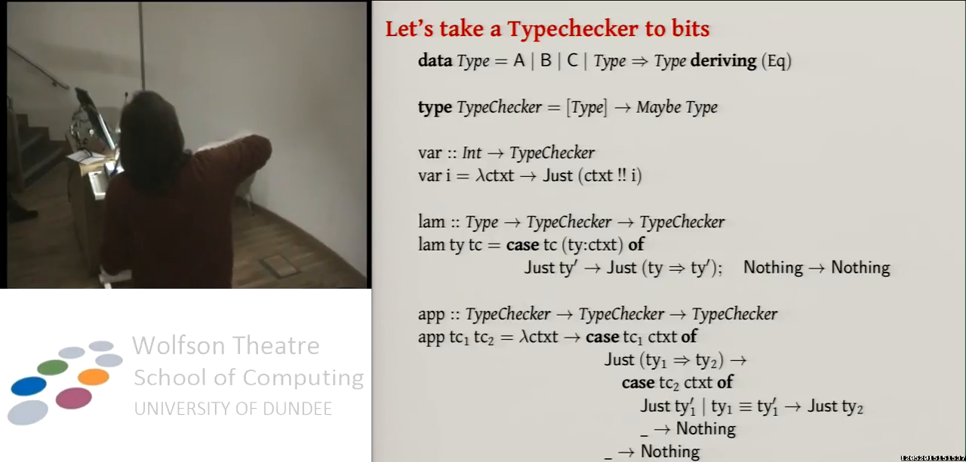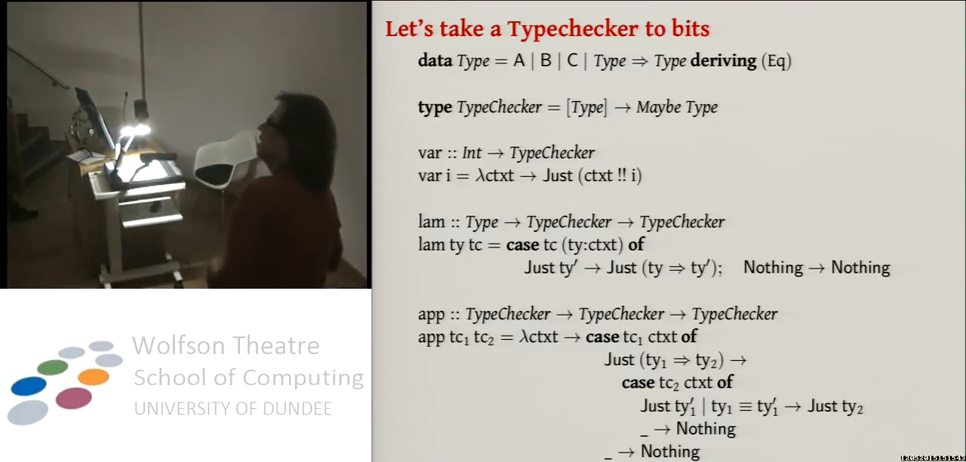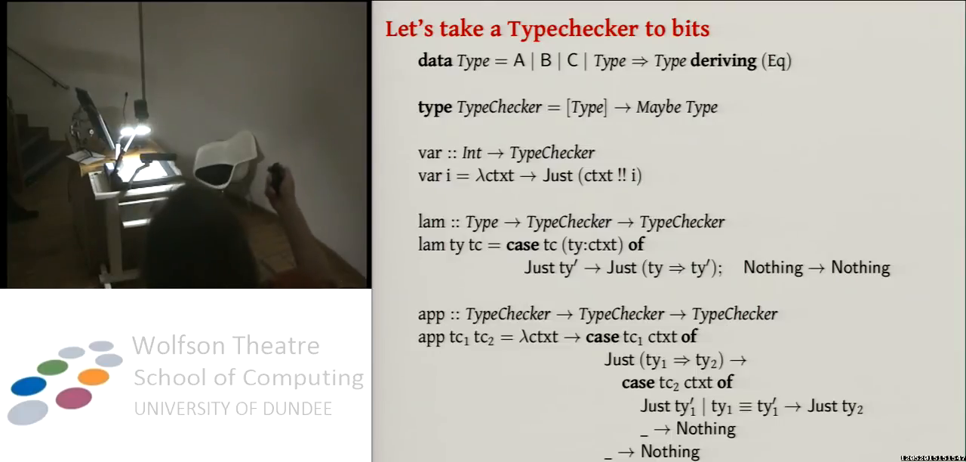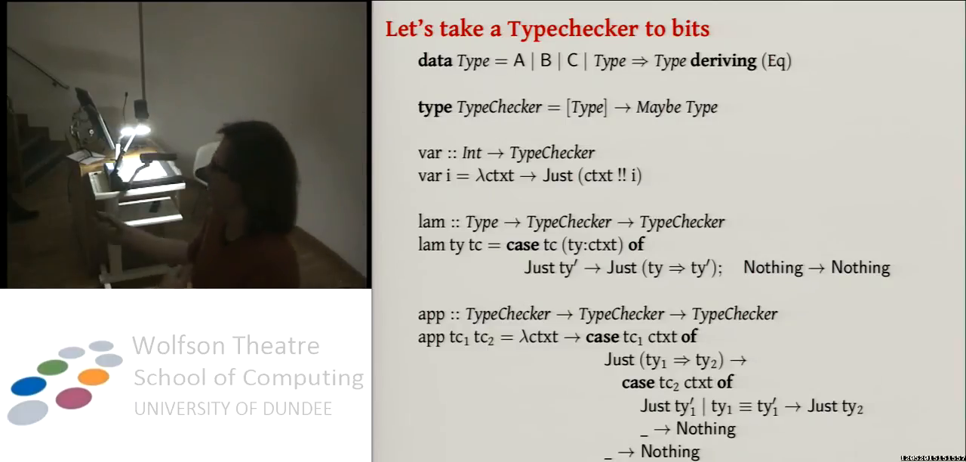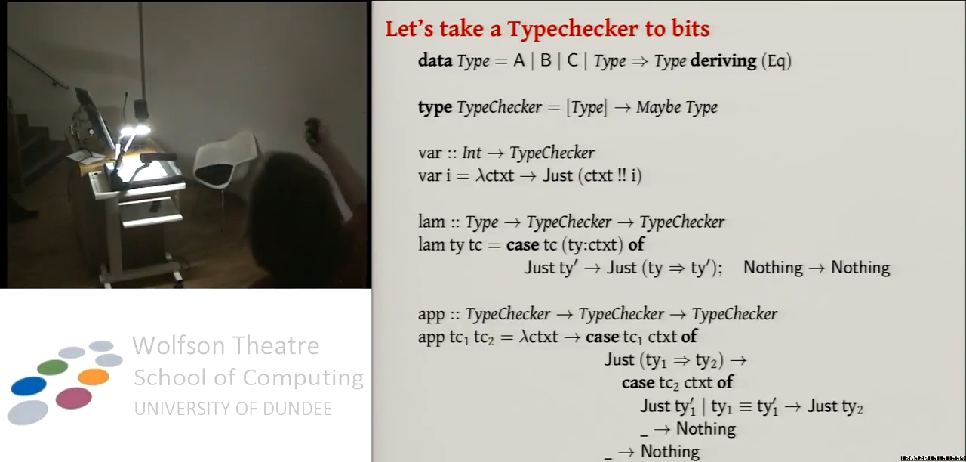It returns the type for that variable. The lambda one takes the type and the subtype checker representing the rest of the term, and it passes the extended context to the subtype checker and then does the same thing as before. And the application, well, now it's a combinator that takes two type checkers, puts them together and gives you another type checker, and it just does the same thing as before.